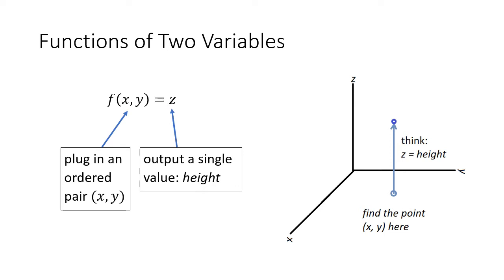If I have the x's and y's on my left-hand side, that's some function with x's and y's. That means I'm going to be able to plug in an ordered pair xy, and it's going to output a single value for z. And the way we think about this, if you remember back to our very first video, is that z is really our height. And so I'm going to plug in an ordered pair in my xy plane, and it's going to output a single value z, which I want to think about as my height.